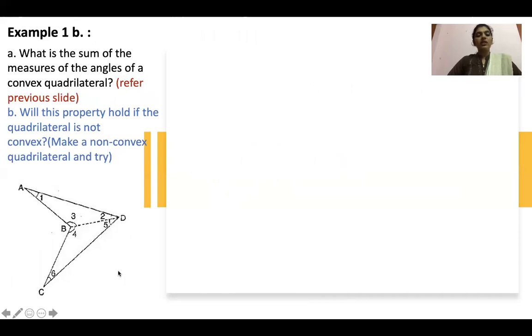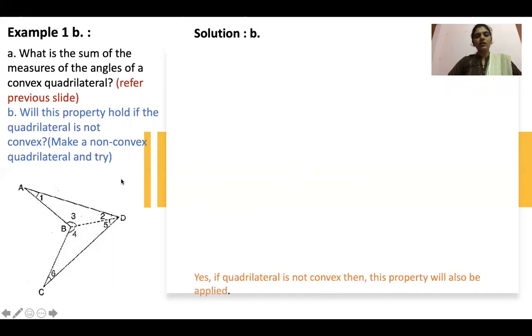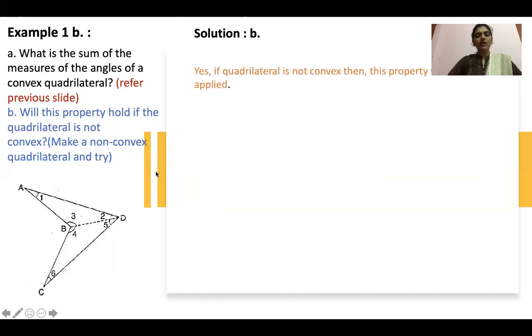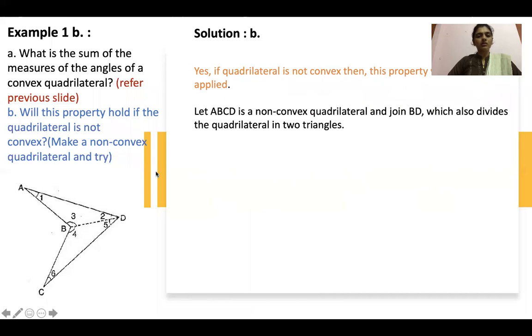Next is, will this property hold if the quadrilateral is not convex? For this, make a non-convex quadrilateral ABCD and draw a diagonal BD, which divides this quadrilateral into two triangles. So here we have two triangles, ABD and BCD.